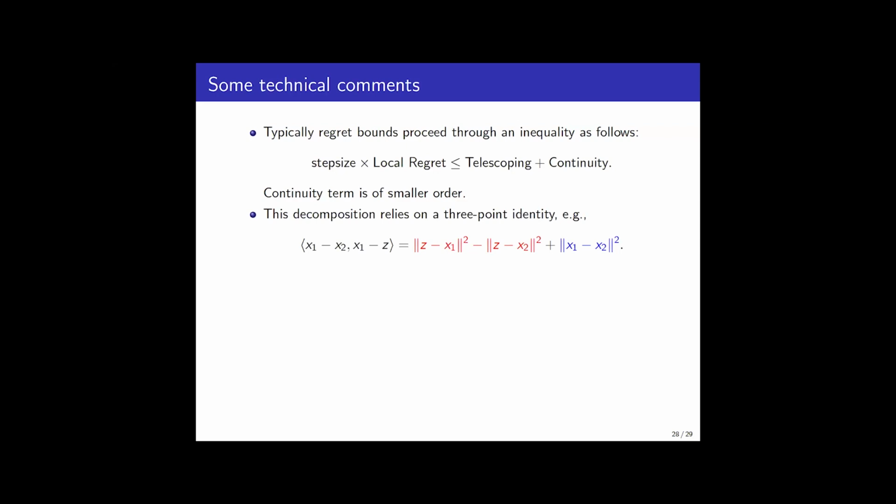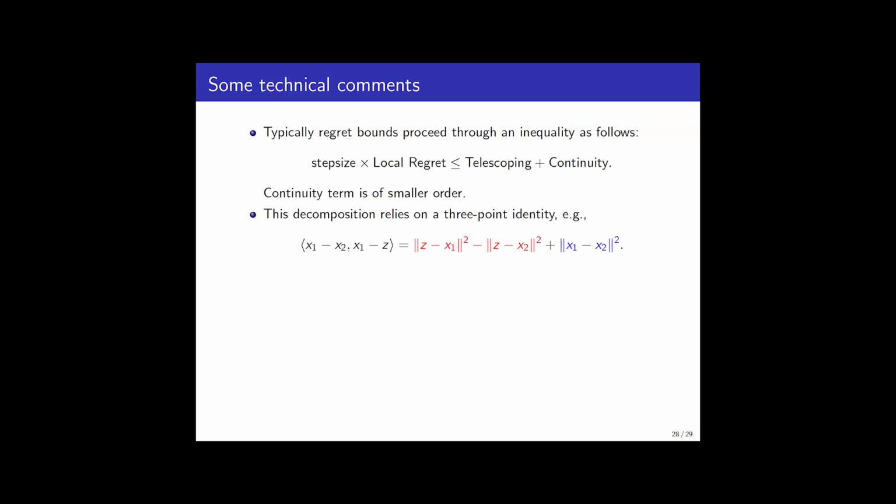Now, the telescoping term and the continuity term in many of these existing procedures typically rely on some form of a three-point identity. So here is a very basic three-point identity with Euclidean data. So this basically says that given any x1, x2, z, this sort of an identity holds. So you can imagine your x1 and x2 are like xk and xk plus 1. So this part in red is like a telescoping part.